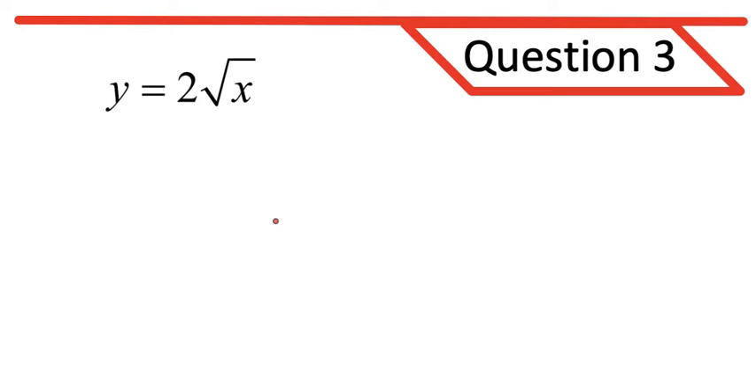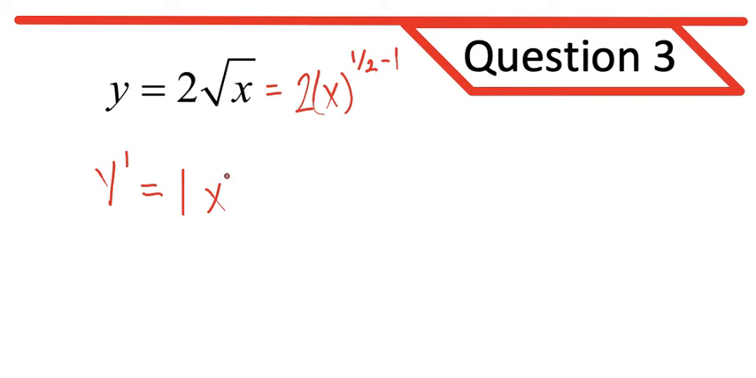For number 3, we have y equals 2 times the square root of x. The way that we need to think about the square root of x is 2 times x to the power of half. We always want to think of it as an exponent so that we can multiply and subtract 1. So if we're looking for the derivative of y, we need to multiply the exponent by 2. So 2 times half is just 1x. And then we need to subtract 1. Half minus 1 is going to be negative half.